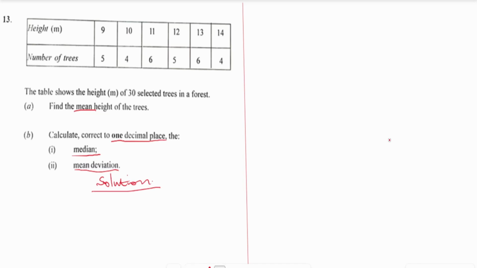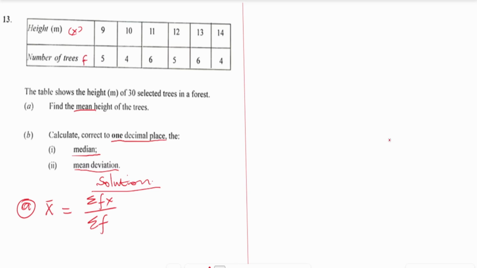We'll start first with the A part, which is to solve for the mean height of the trees. This is a question from a frequency table. So solving for the mean from the frequency table, we use the formula mean, or x bar, equals sigma fx over sigma f, where sigma fx means the summation of f times x, or the summation of the product of f and x, where f stands for the frequency, which in this case is the number of trees, and x is the height.